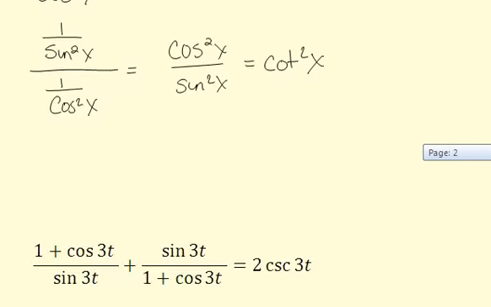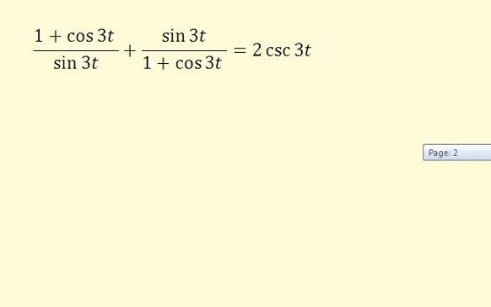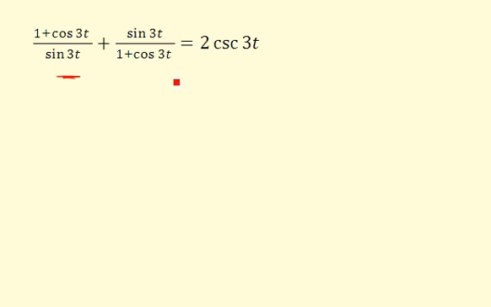Moving on to the next problem, we are asked to verify the identity: 1 plus cosine of 3t over sine of 3t, plus sine of 3t all over 1 plus cosine of 3t, is 2 cosecant of 3t. In order to solve this problem, we will find a common denominator, which happens to be the product of both of our denominators. Therefore, I'm going to multiply my left fraction by 1 plus cosine of 3t, both in the numerator and the denominator.